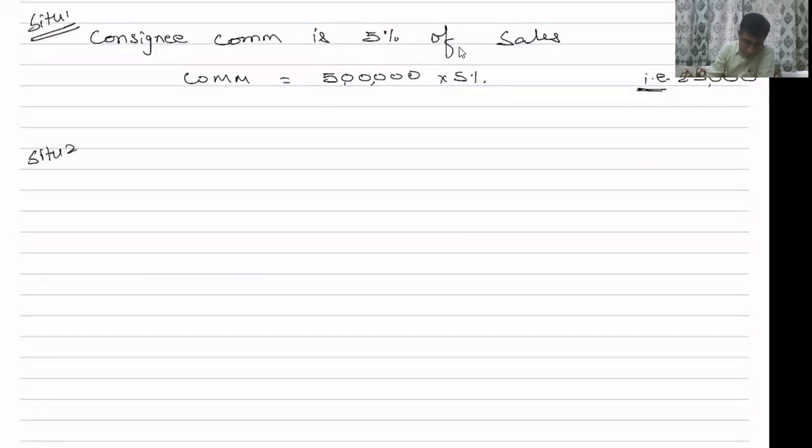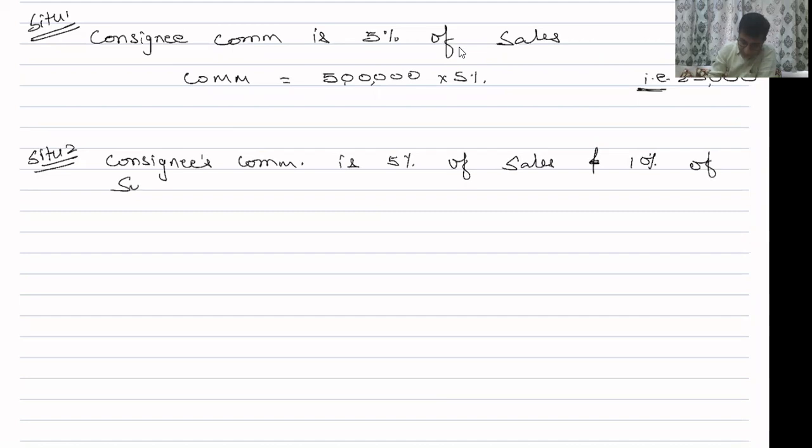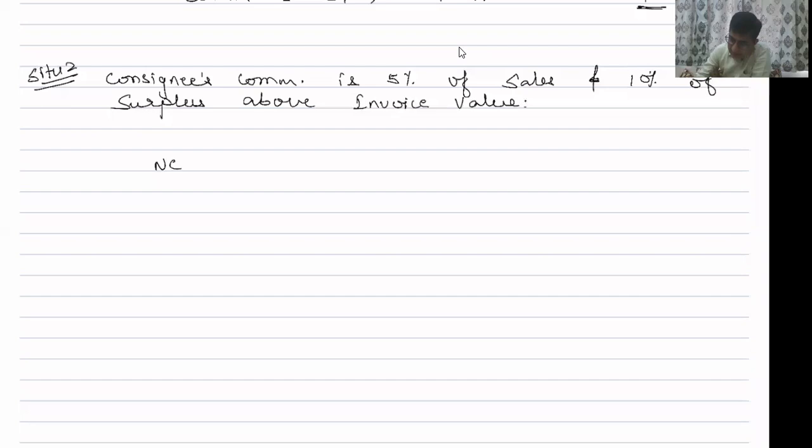Now, situ 2. Consignees commission is 5% of sales and 10% of surplus above invoice value. Now, invoice value of what? Invoice value of only goods sold. You're not supposed to consider the invoice value of all goods. यहाँ तो खैर आपके पास और कोई information है नहीं, तो invoice value of goods sold ही provided है. So what will be my normal commission? And के बाद जो आया, that is special commission. This 10% is special commission and this 5% is normal commission.